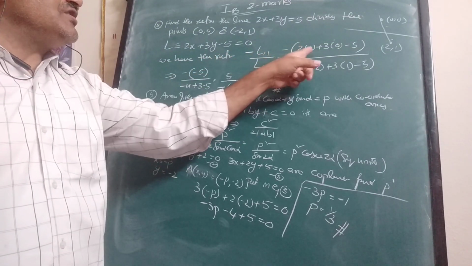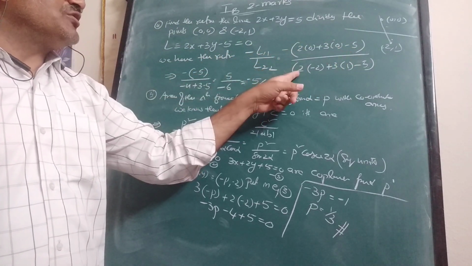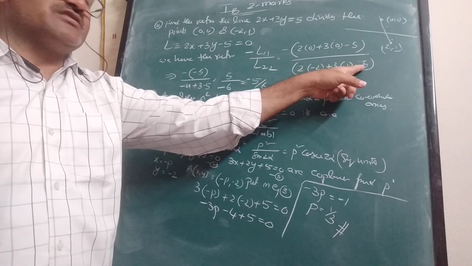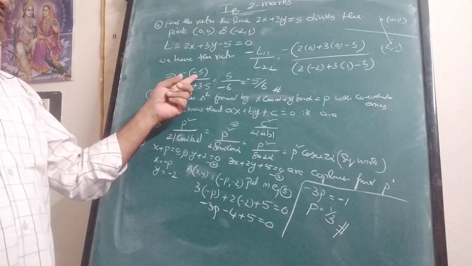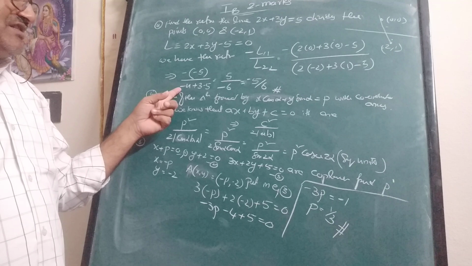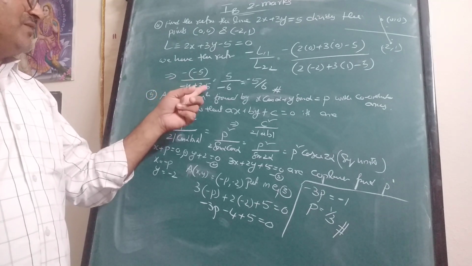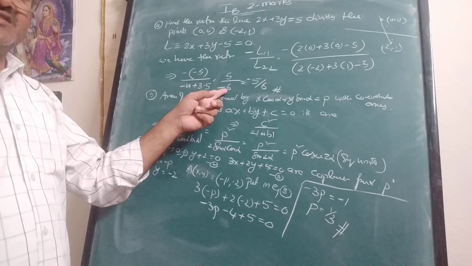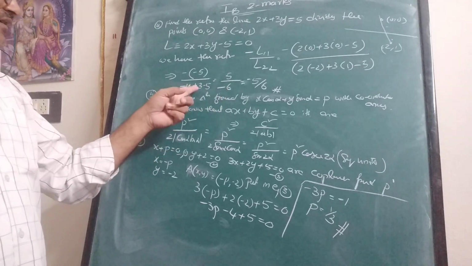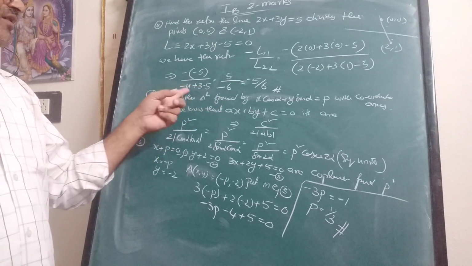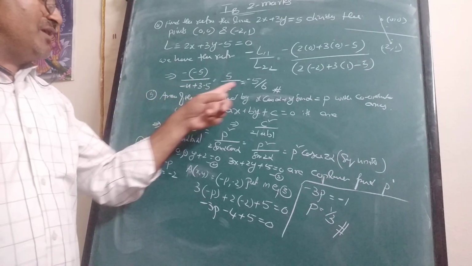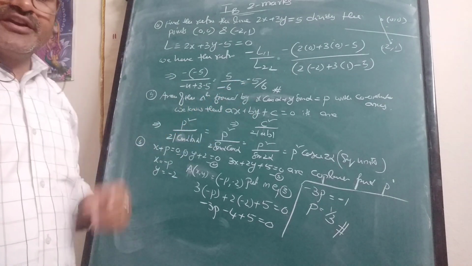We got 2 into 0, 3 into 0, minus 5. 2 into minus 2, 3 into 1 and minus 5. So you will have minus of minus 5 is positive 5 by minus 4 and 3 and minus 5. So it will have minus 6 here. How much is it? Minus 6 here. 5 by minus 6. Minus 5 by 6 is your ratio.